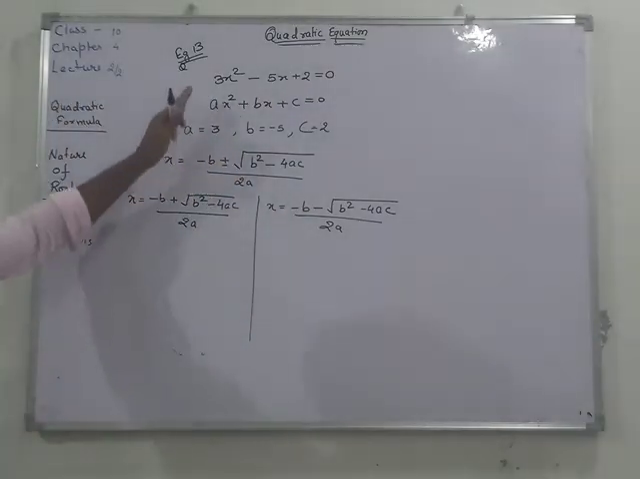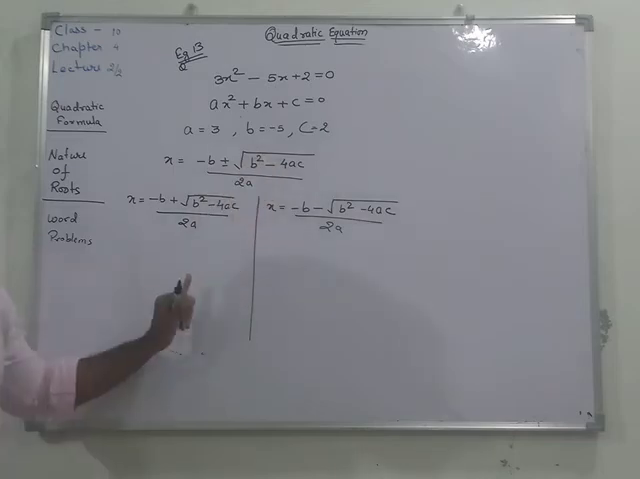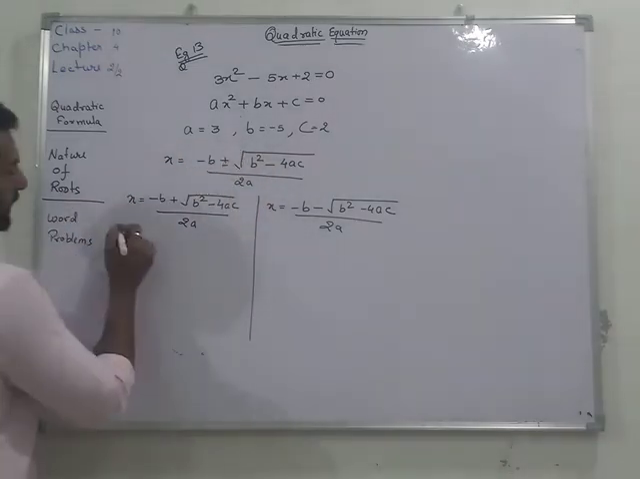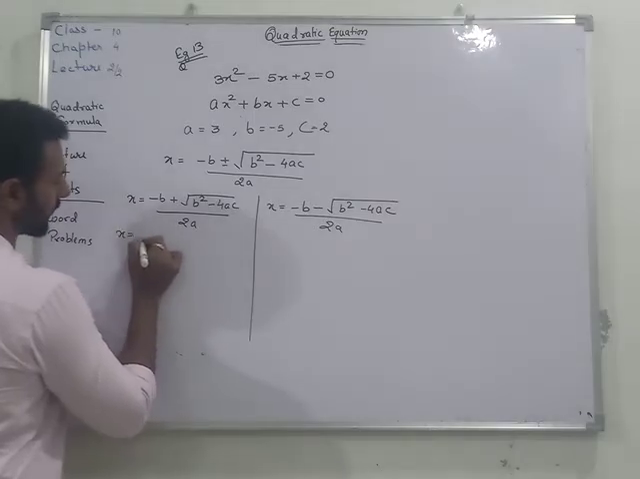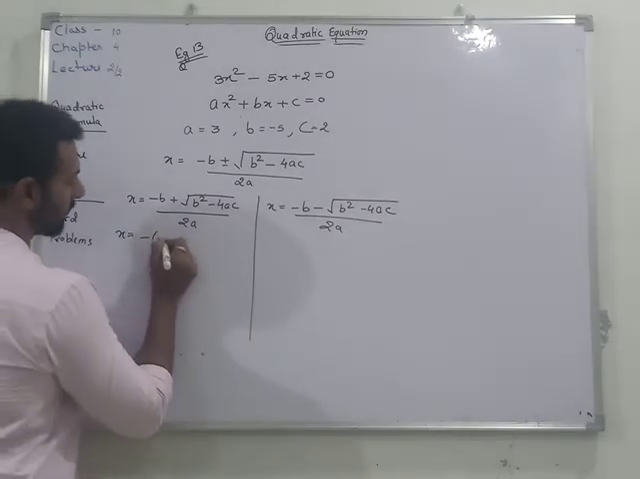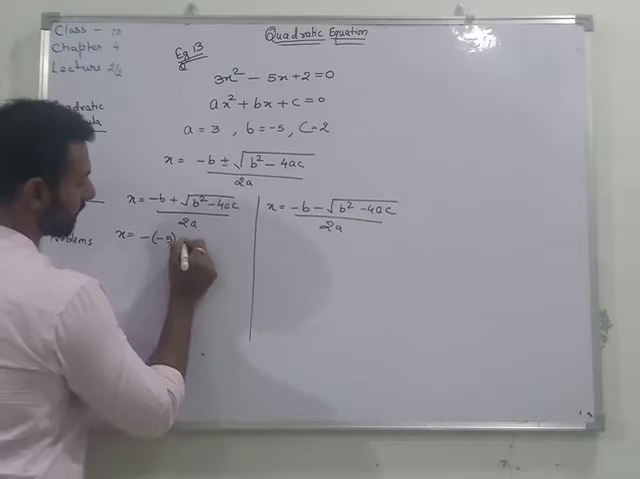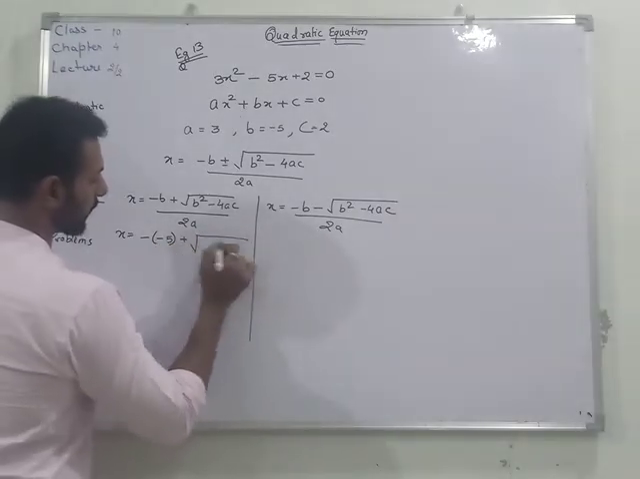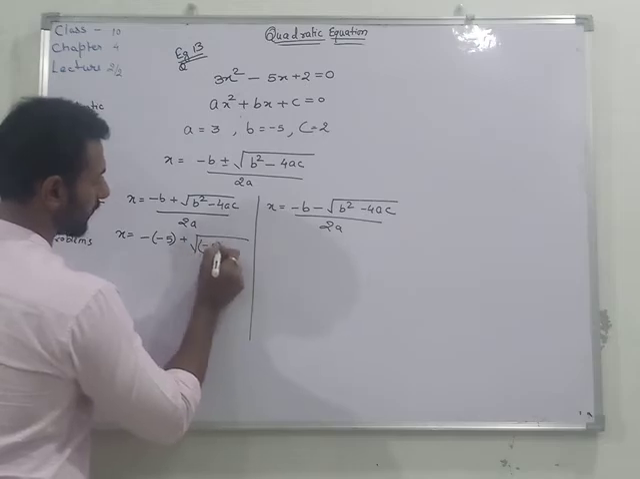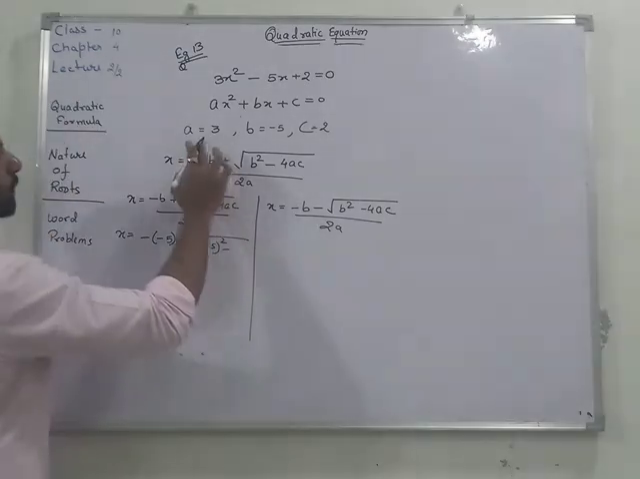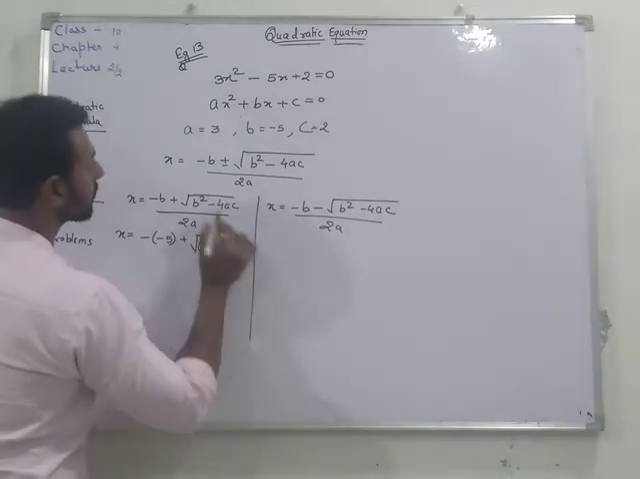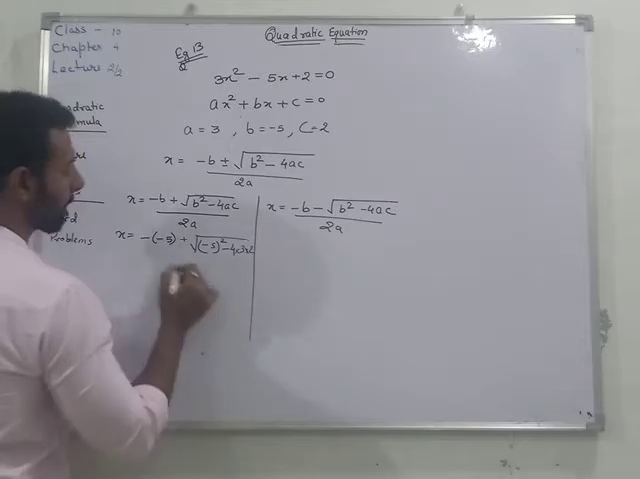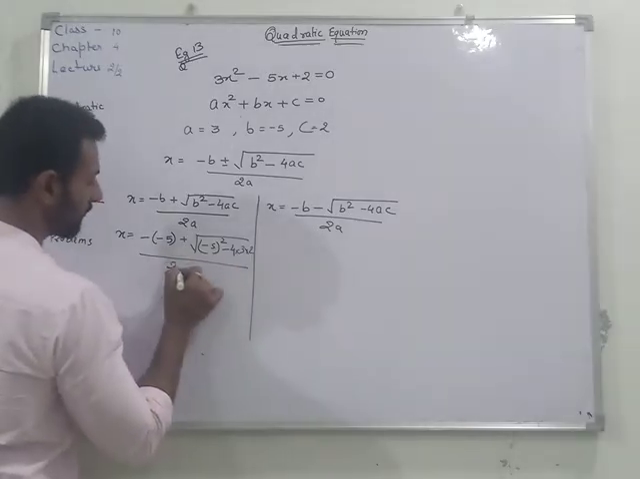Now substituting the values of a, b and c in this expression. x is equal to minus b, and b is minus 5. So this will be minus of minus 5 plus under root b square, which means minus 5 square, minus 4ac. 4 is 4, a is 3, c is 2, upon twice of a.